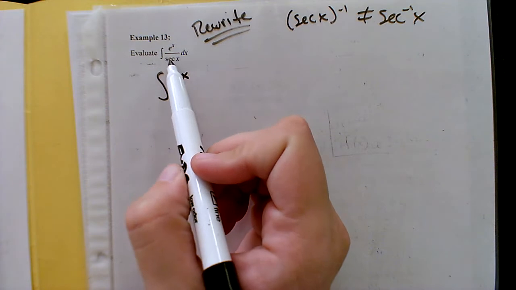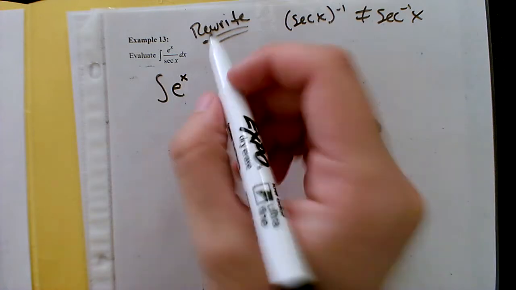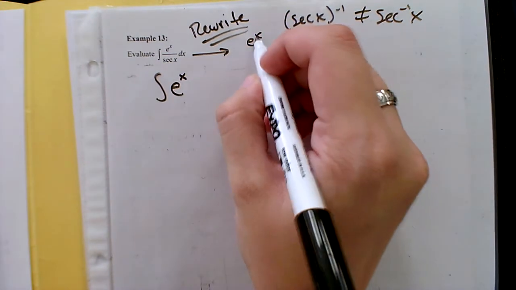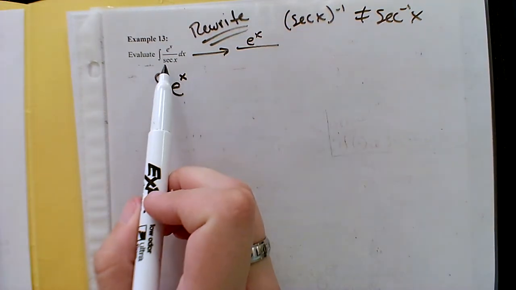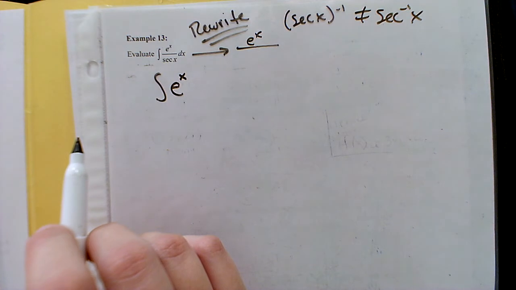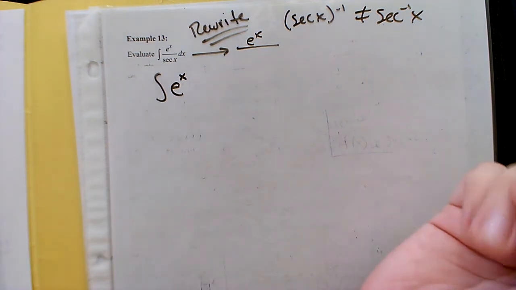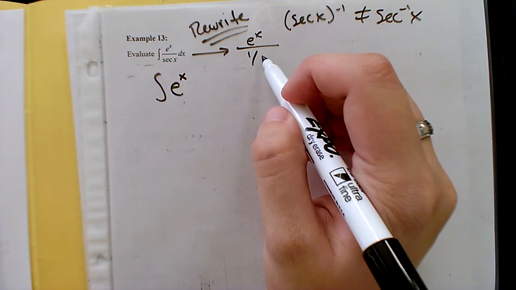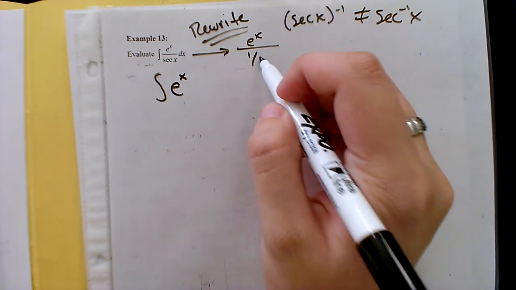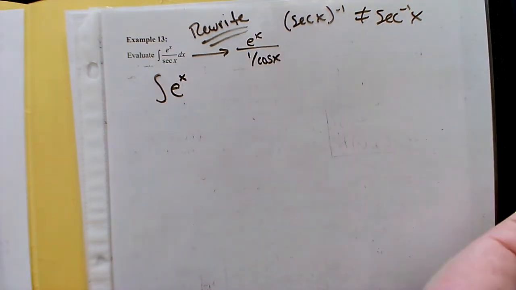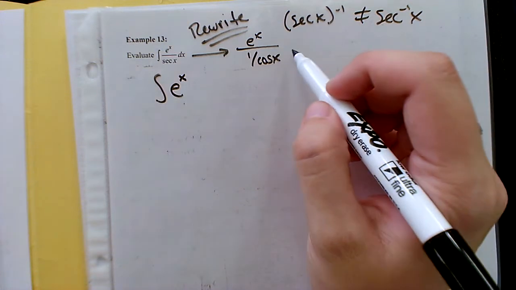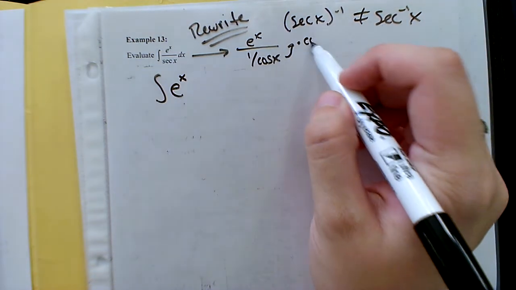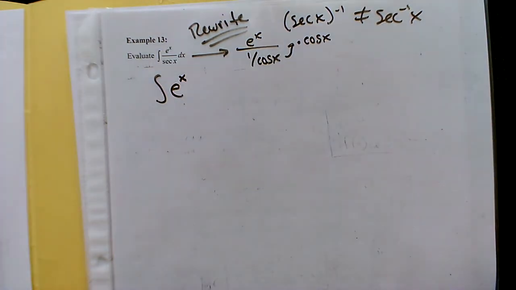If you were to bring secant up from the bottom of a fraction, it actually changes a trig function. For instance, you can think about this as e to the x over, instead of secant, can you rewrite that as another trig function? Secant is 1 over cosine, okay? So instead of dividing by 1 over cosine, you can bring that up and multiply by the reciprocal, which would just be cosine.